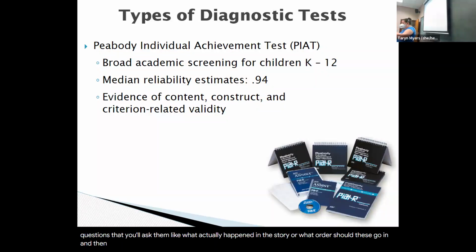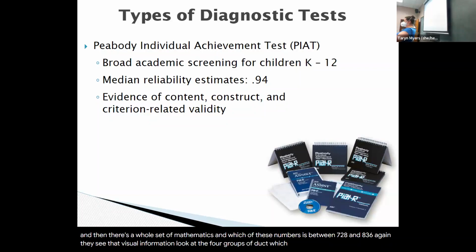And then there's a whole set of mathematics. And which of these numbers is between 728 and 836? Again, they see that visual information. Look at the 4 groups of ducks. Which group can be divided into 2 groups containing the exact same number of ducks? Things like that.